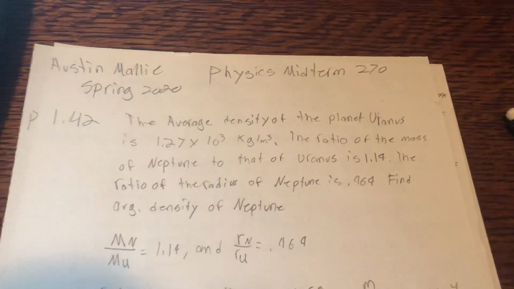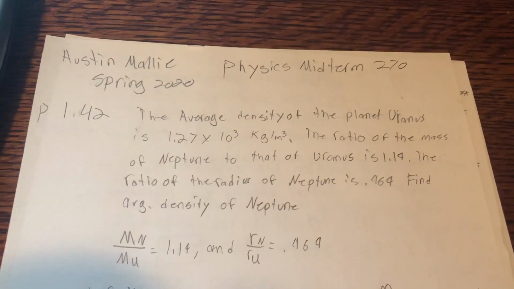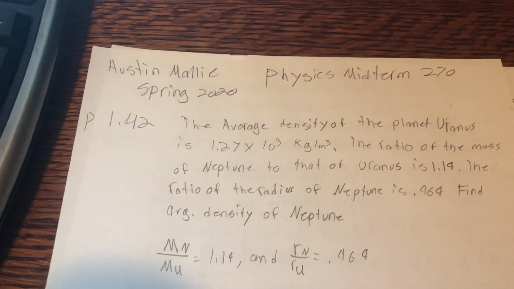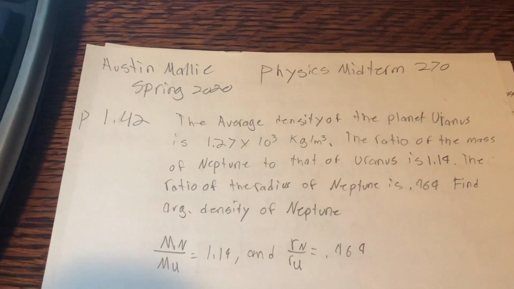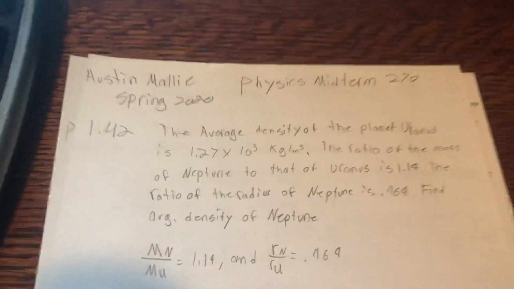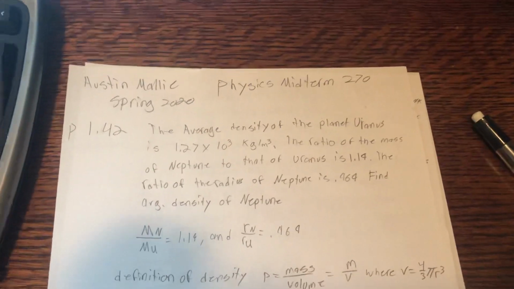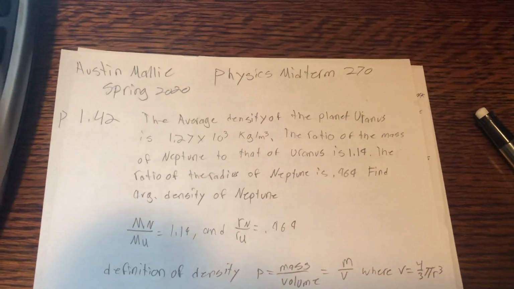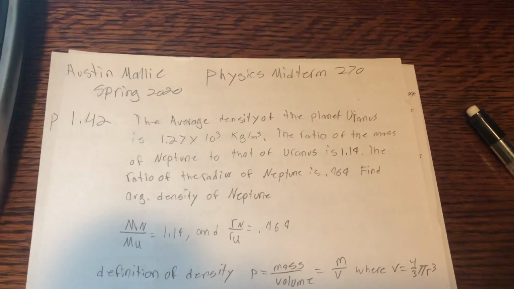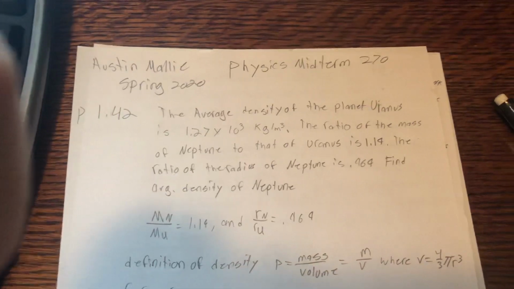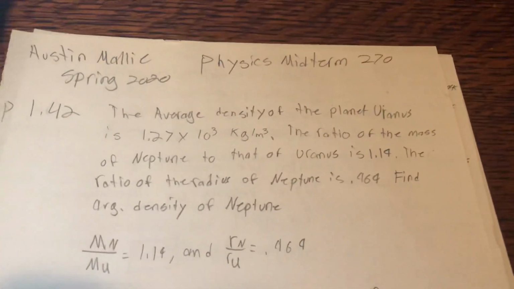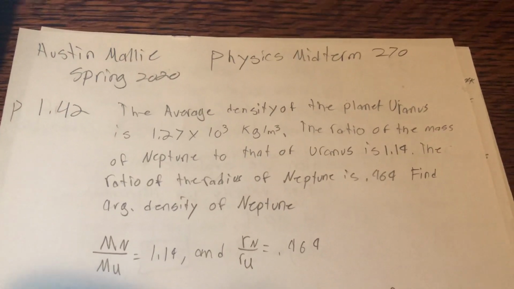Hello, I'm Austin Mallier, and I've chosen 7 problems for the first midterm for Physics 270 of the spring 2020 semester. I've chosen 7 problems from the first 7 chapters to demonstrate my skill and knowledge through the first weeks of the term. And for the first problem I picked was problem 1, number 42.